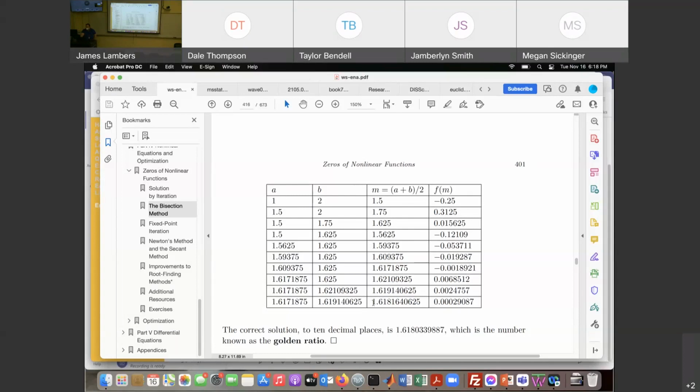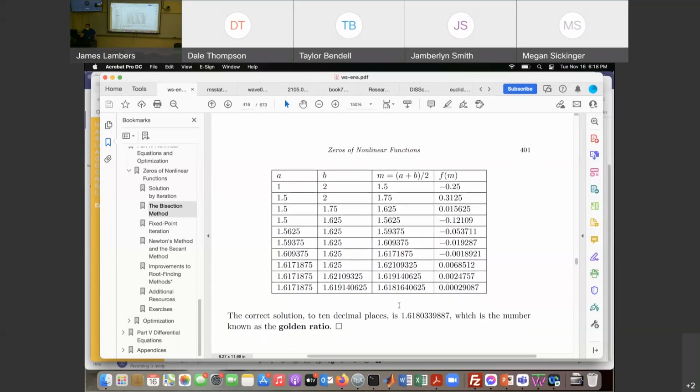Actually, the exact root is the golden ratio. This happens to be the example that I chose. So after 10 iterations, we're getting there. This is the exact result to 10 decimal places. So we got at least the first 3 decimal places correct. So not that great, but we could keep going just to get more accuracy.